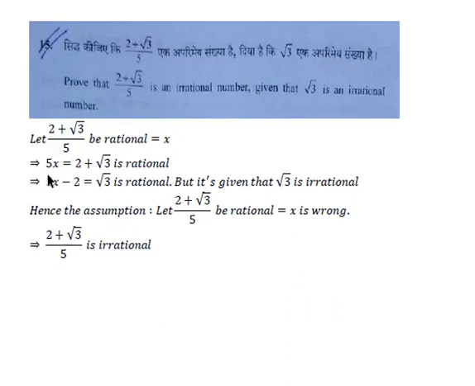We take 2 to the right side, so it becomes 5x minus 2 on that side, and on the left side it becomes root 3. It should still be rational because we just subtracted 2 from the right hand side, which will not change the rationality character of the number. But it is given in the question that root 3 is irrational, hence the conclusion that we came to is wrong. This proves that 2 plus root 3 by 5 is not rational, hence it is irrational.